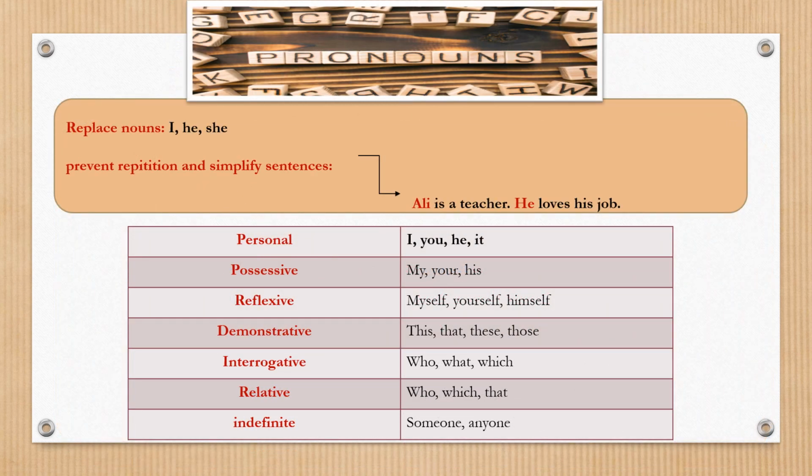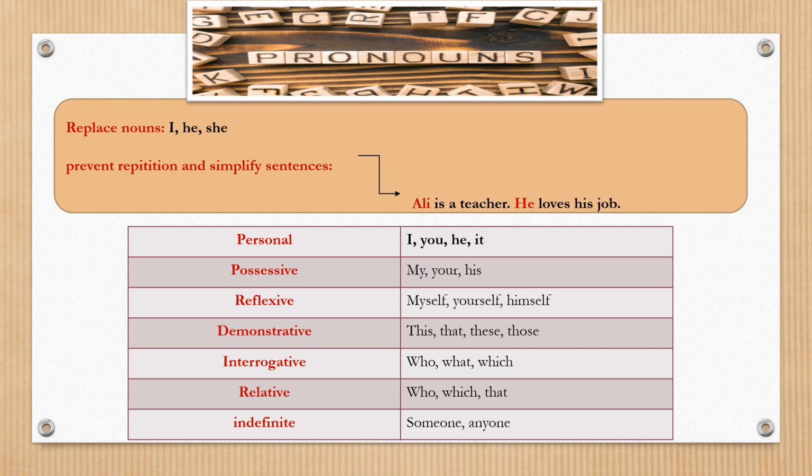The next part of speech is pronouns. Pronouns are words like I or he or she that replace nouns. They are very useful in our sentences because they help us prevent repetition and simplify what we are saying.